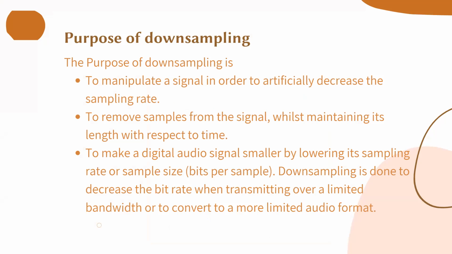So the purpose of downsampling is, firstly, to decrease the sampling rate. Then, to remove signal samples from the signal without disturbing the length with respect to time. And third, to make a digital audio signal smaller by lowering its sampling rate or sample size. So here the downsampling is done to decrease the bit rate when transmitting over a limited bandwidth, or to convert to a more limited audio format. Next slide.